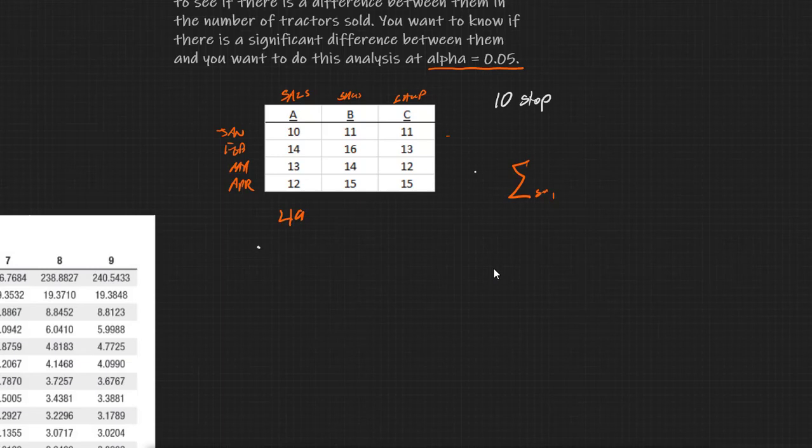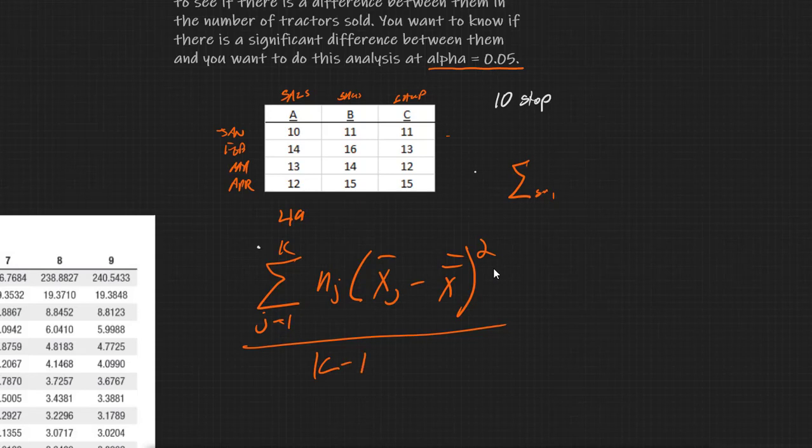And I get something that looks like the summation of j equals 1 to k of n sub j times (x bar j minus x bar bar), all of that squared, which is basically a variance. And then under here I have k minus 1, which is, wait a minute, this is the degrees of freedom for the numerator. Maybe we don't need to do our ANOVA table yet. This gets really weird. It gets really complicated.